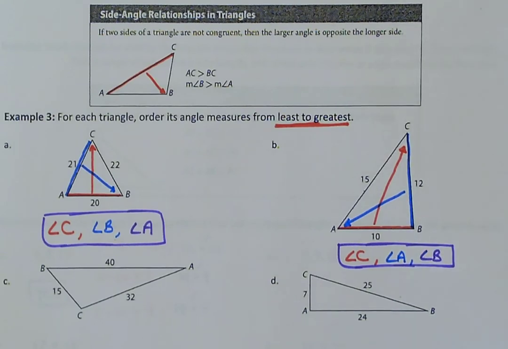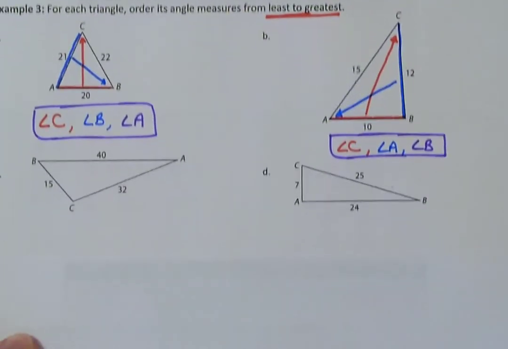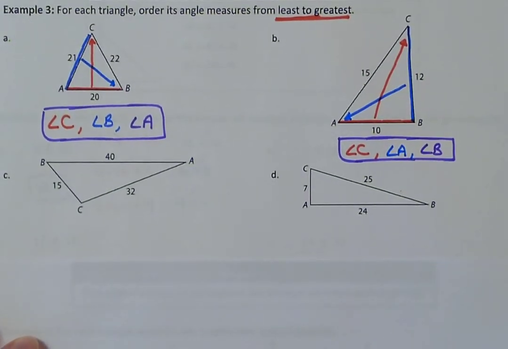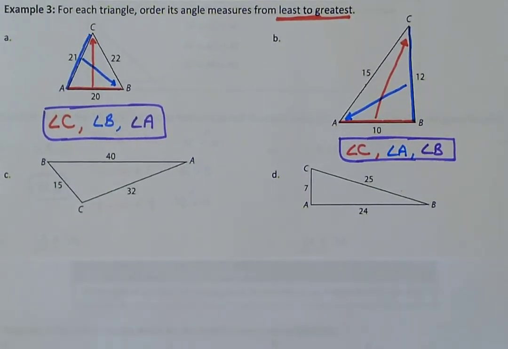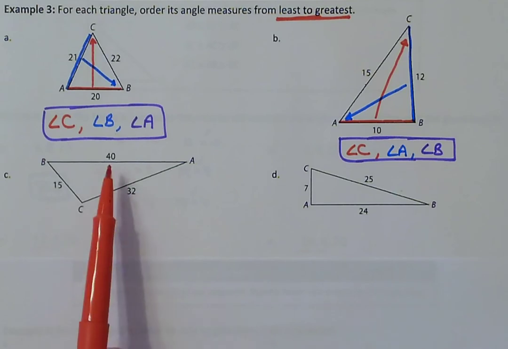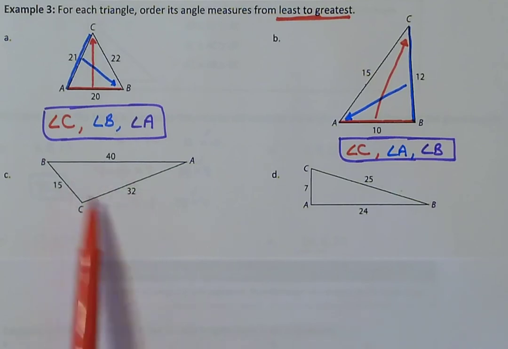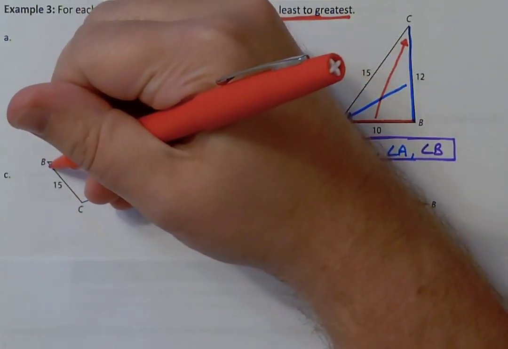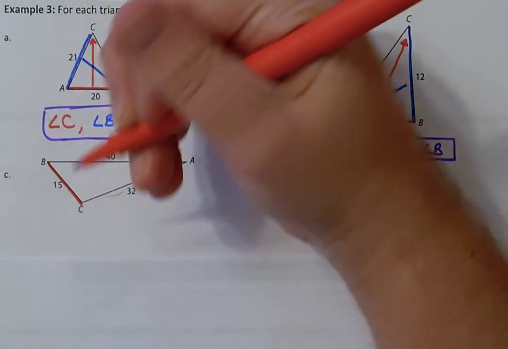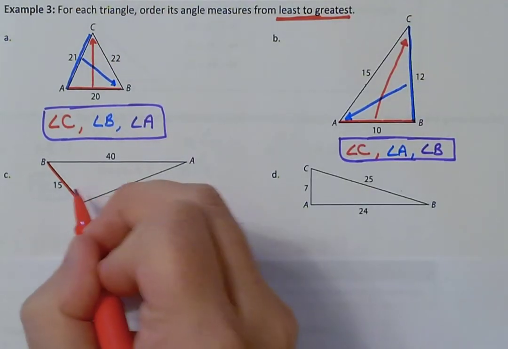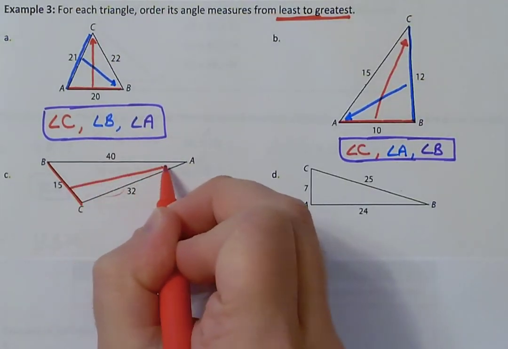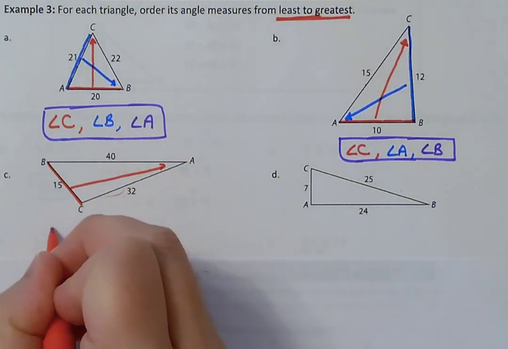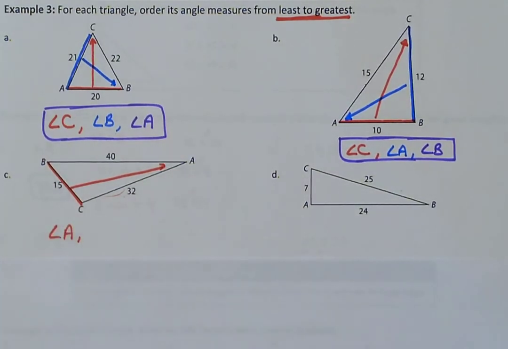Now, parts C and D are just going to continue much of the same idea. If we look at example C real quick. For example C, again, least to greatest, so between 15, 32, and 40, which of these three is my smallest side length? And in this case, it's 15, so BC. And the angle that's opposite of that is angle A. So that means angle A is my smallest angle.